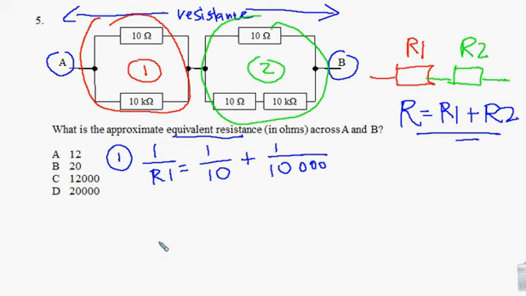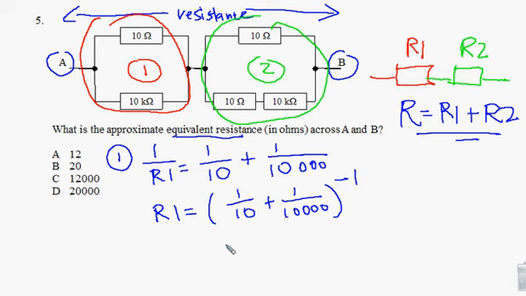Please be very careful with this step. Now my R1, if we do simple maths, is actually just 1 over 10 plus 1 over 10,000. The whole thing, because it's actually division, I just take power minus 1. I wouldn't have to work out here, later I can work out.